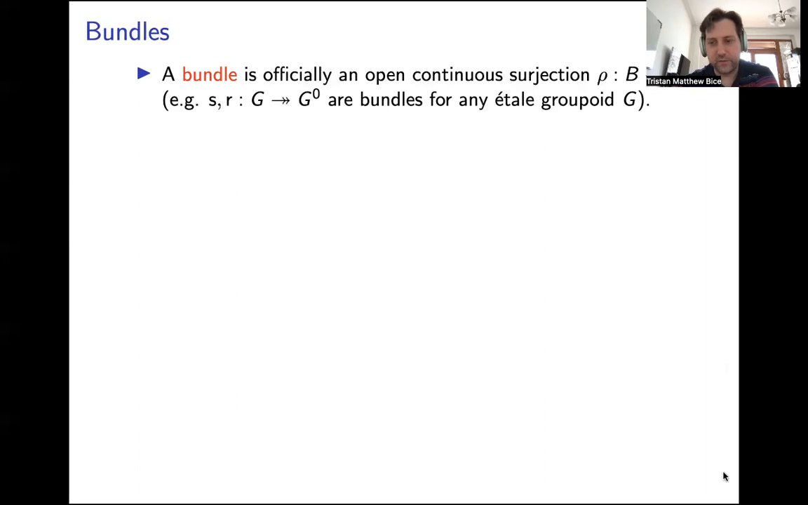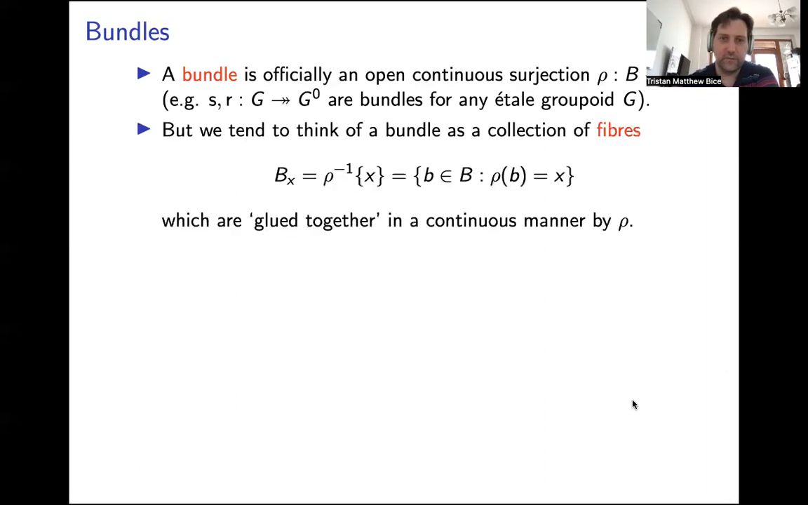Really, when we're looking at bundles, what we tend to do is view them not as maps, even though precisely speaking this is exactly what they are. But we tend to think of them rather as collections of fibers. The fiber is simply the pre-image of some point, right? So you look at all these fibers and you consider that the map ρ is gluing these fibers together in some way.